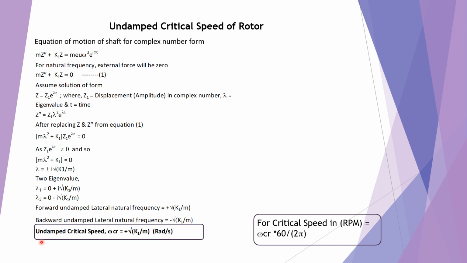So undamped critical speed omega cr is equal to plus, that is forward, plus square root of k1 upon m. So this is the expression of undamped critical speed, which is in radian per second. If you want to convert to rpm, we have to multiply omega cr into 60 upon 2 pi. So this is the expression for undamped critical speed of rotor.